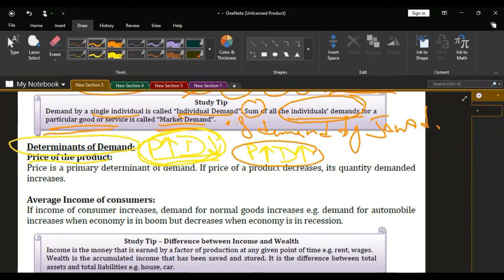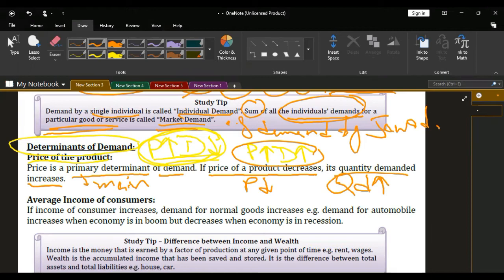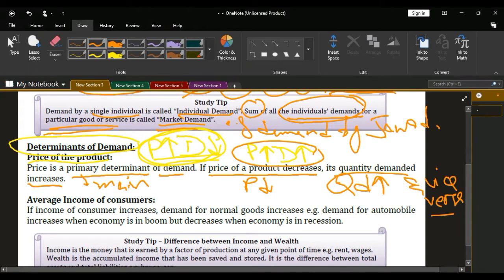Let me read from the notes. Price is a primary determinant. Primary means the main determinant of demand. If the price of a product decreases, its quantity demanded increases, and vice versa. So price is a factor that can bring a change in the quantity demanded of a good.